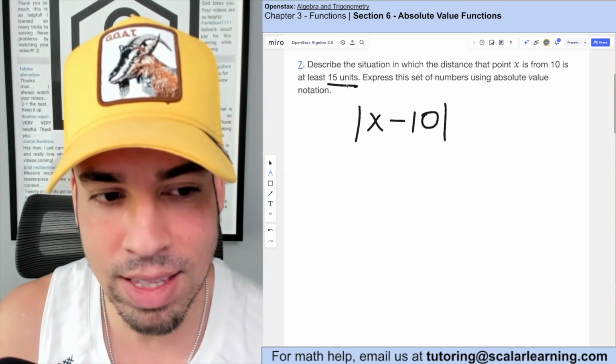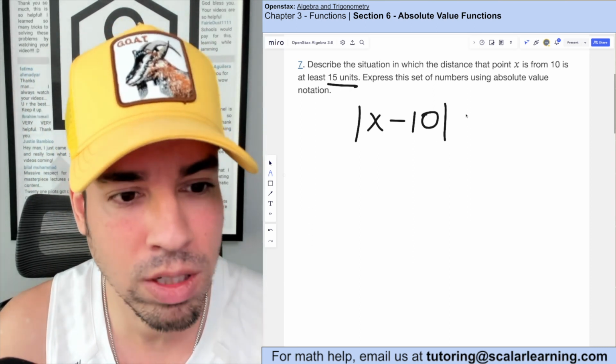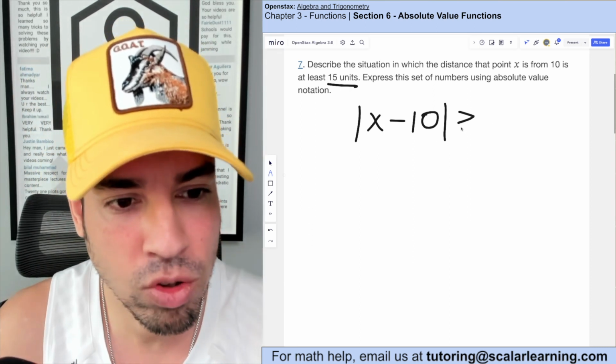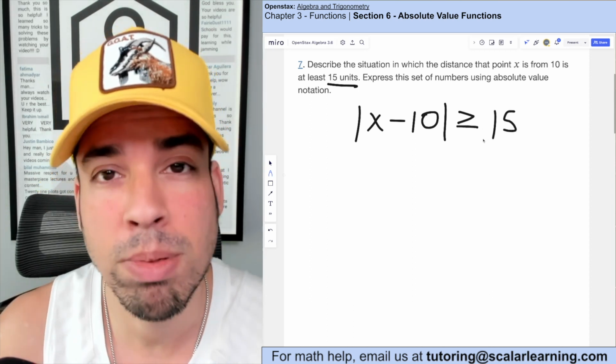Now, when they say at least 15 units, we're not talking about an equation anymore. We're talking about an inequality, and at least is the same as greater than or equal to 15. There's your inequality. Boom, done.